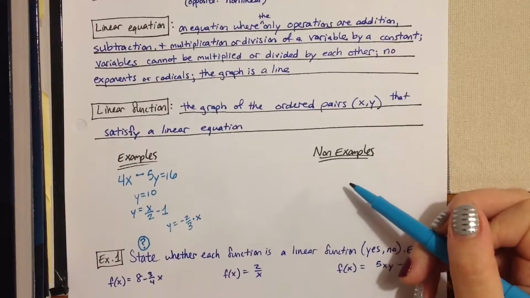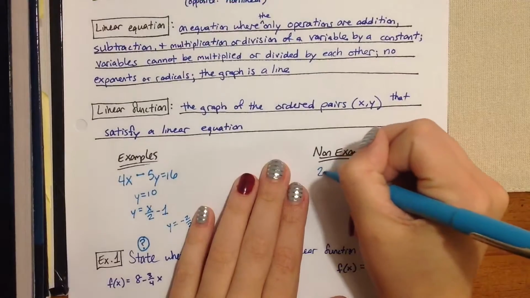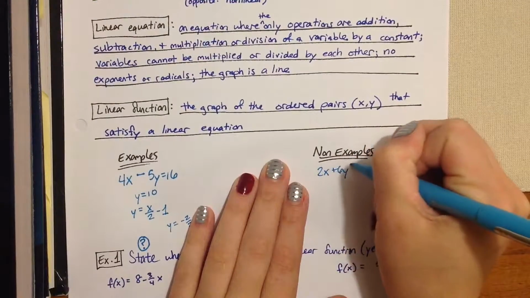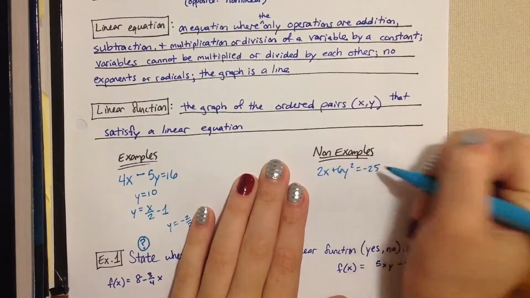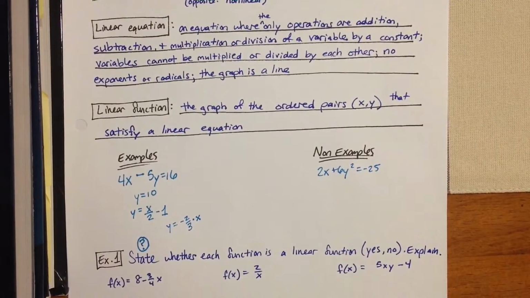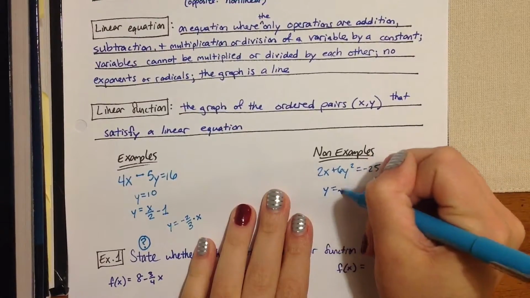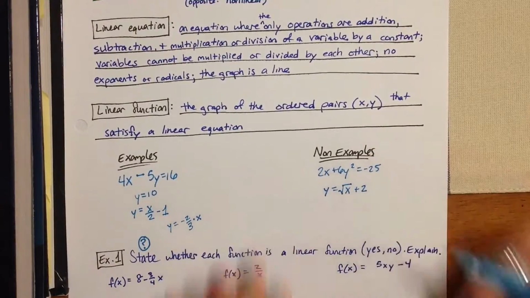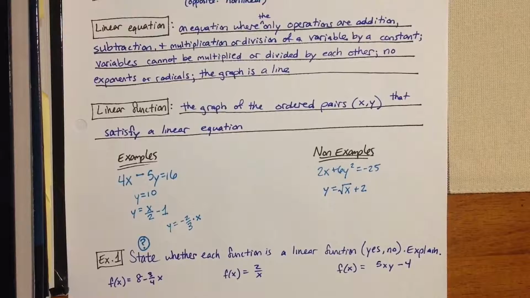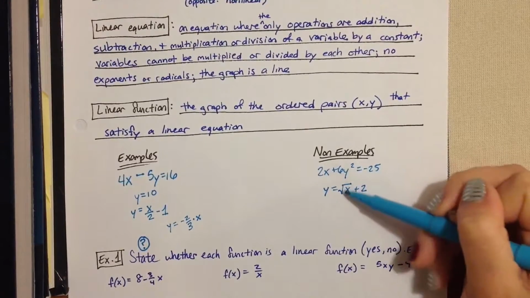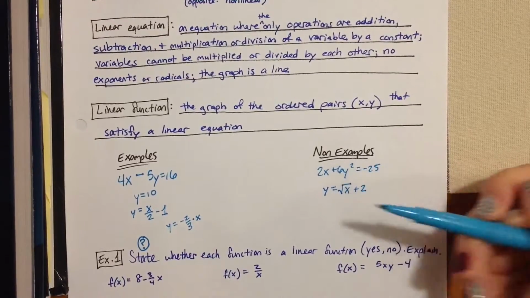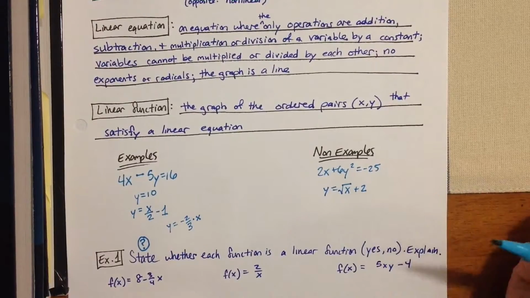So, let's talk about some non-examples too. This is a non-example. That y is being squared, and that's not okay. We can't have exponents in linear equations. Another non-example, radical. We can't have radicals in linear equations. Squaring and taking a radical of things make the graph curve, and we need a straight line graph for it to be linear.